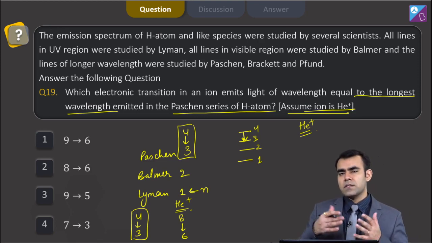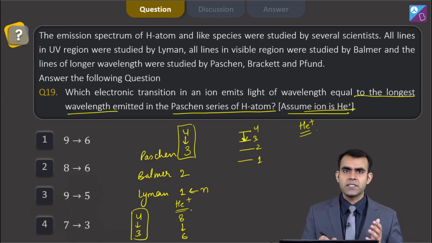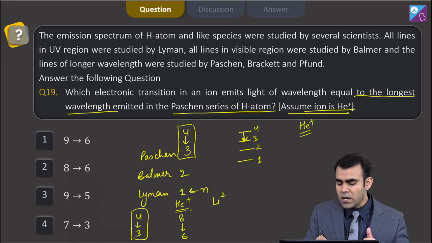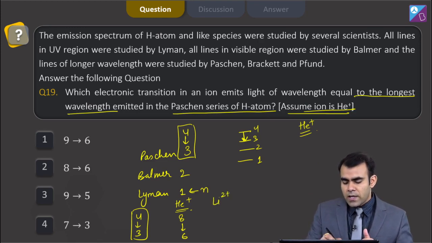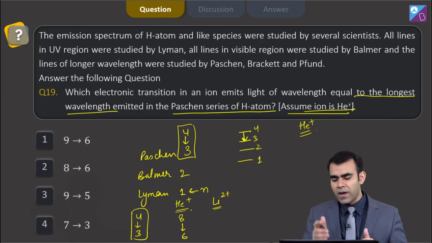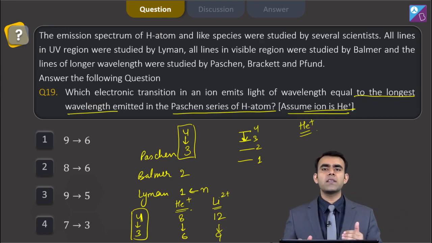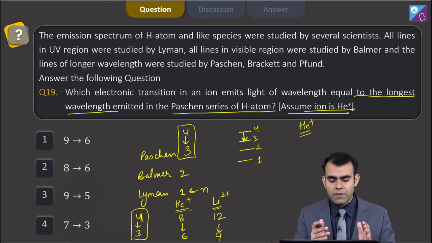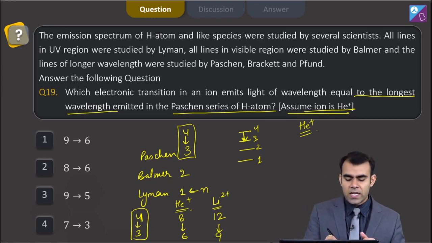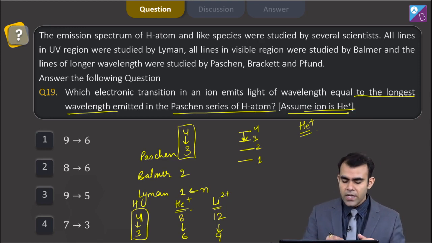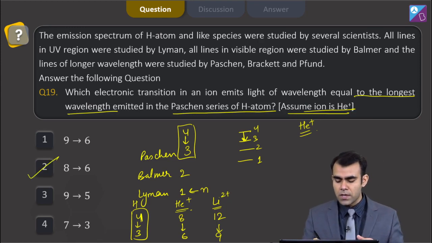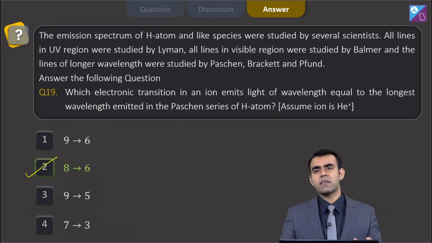For example, just assume it is not helium, let's say this is lithium 2 plus, then what do you have to do? The transition having the same wavelength is found by multiplying by the Z value. For example, 3 into 4 is 12 and 3 into 3 is 9. So the transition from 12 to 9 has the same wavelength as 4 to 3 in hydrogen. So here the answer is option number 2, as you can see from here.